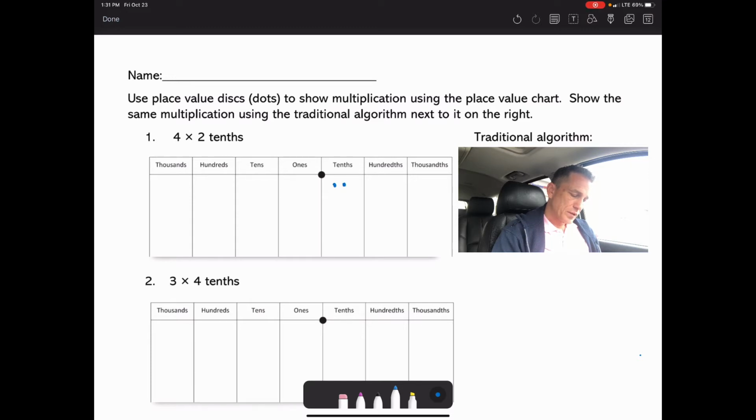Now this is one copy of 2 tenths. So 4 times 2 tenths is like making 4 copies of 2 tenths. So there's 2 tenths once, there's 2 tenths twice, 3 times, and 4 times. So this shows 4 times 2 tenths. And the product will be 8 tenths.